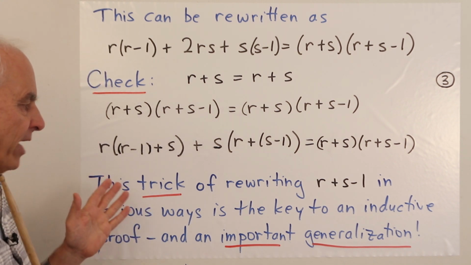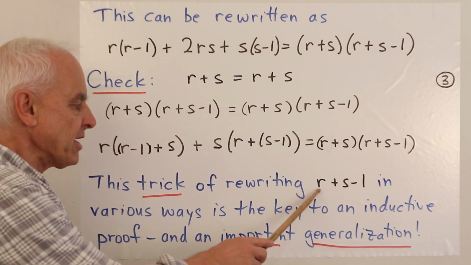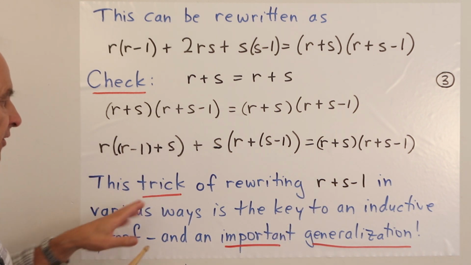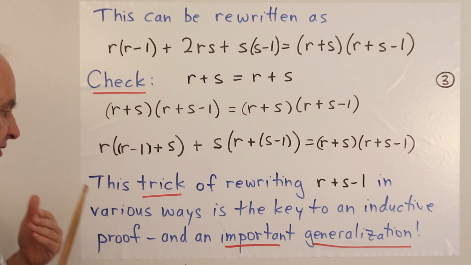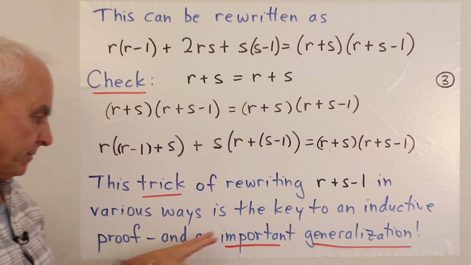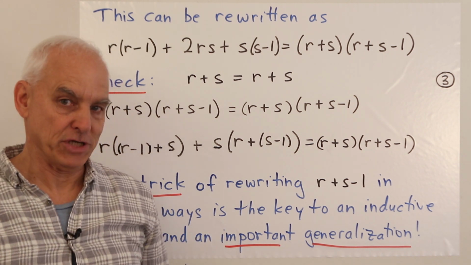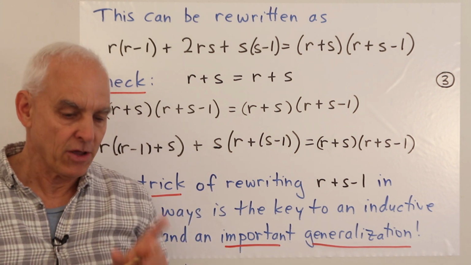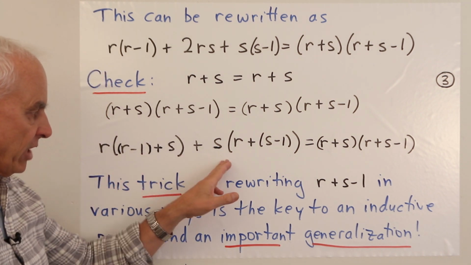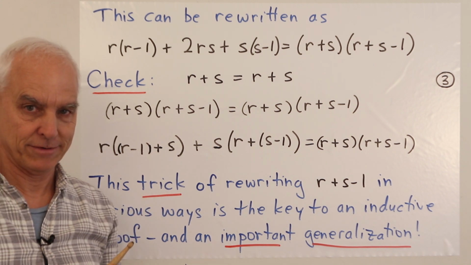So this is a little trick, okay? It's a little trick of rewriting r plus s minus 1 in these two different ways, and this turns out to be the key to an inductive proof. And later on, we'll see an important generalization of this entire story that essentially still rests on this same trick. So please make sure that you fully appreciate what I've done here, even though it's very elementary.